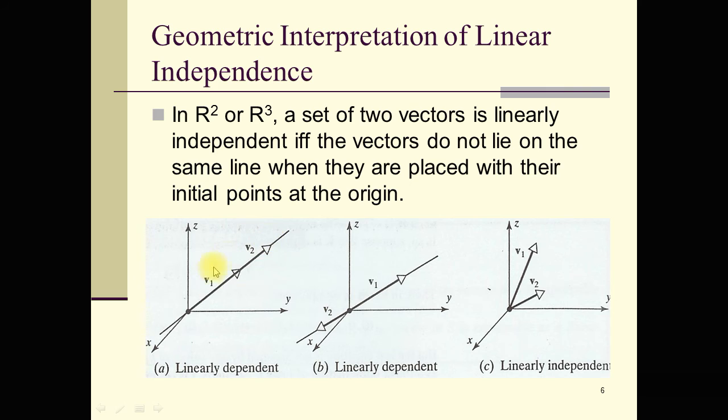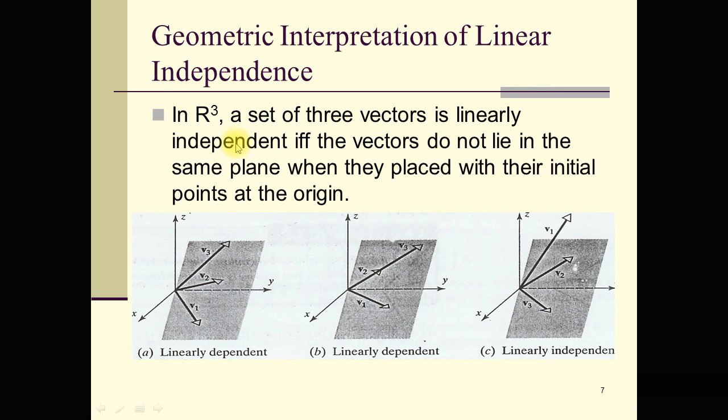This is called R square, 2 dimensions, and this is called R cube, 3 dimensions. So in this two-dimensional plane the vectors lie in the same plane, and also in this three-dimensional space the vectors lie in the same plane, meaning the vectors overlap each other. So in this case they are linearly dependent, and also in part B. But in part C, in this picture, the vectors do not lie on the same plane. So v1 and v2 are linearly independent.